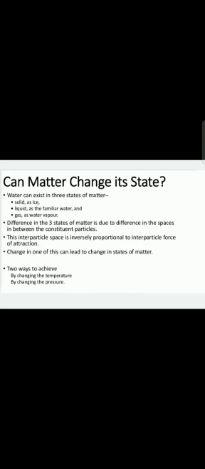Now, can matter change its state? Water can exist in three states of matter: solid as ice, liquid as the familiar water, and gas as water vapors. The difference in these three states of matter is due to the difference in the spaces between the constituent particles and the interparticle force of attraction that exists between them. This interparticle space is inversely proportional to the interparticle force of attraction, and a change in one of these can lead to a change in the state of matter.